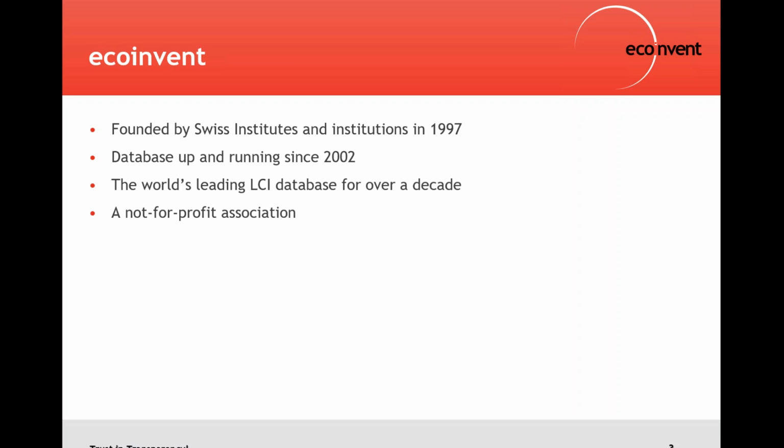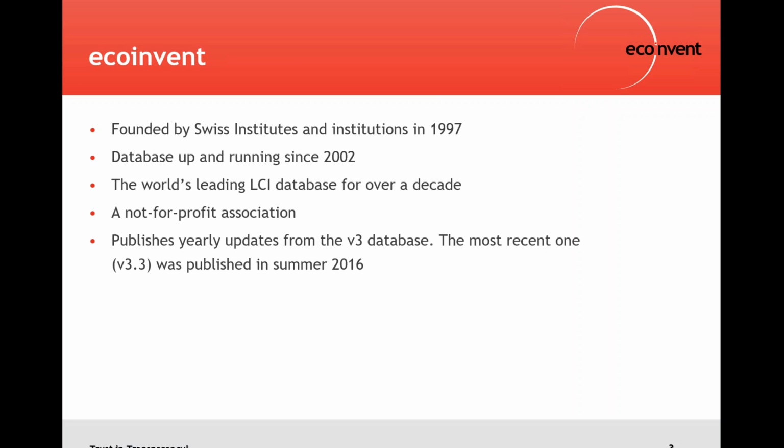ecoinvent is a non-for-profit association, so we don't have a commercial purpose. We do publish yearly updates of the version 3 database. We of course also maintain access to older versions of the database such as version 2, but in the case of version 3 we maintain and enrich this version of the database with yearly releases. The most recent one, which is version 3.3, was published in summer this year, summer 2016.